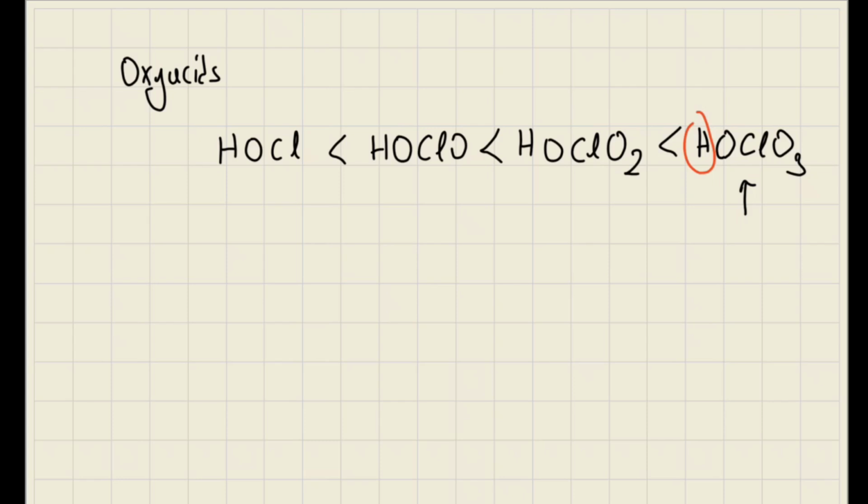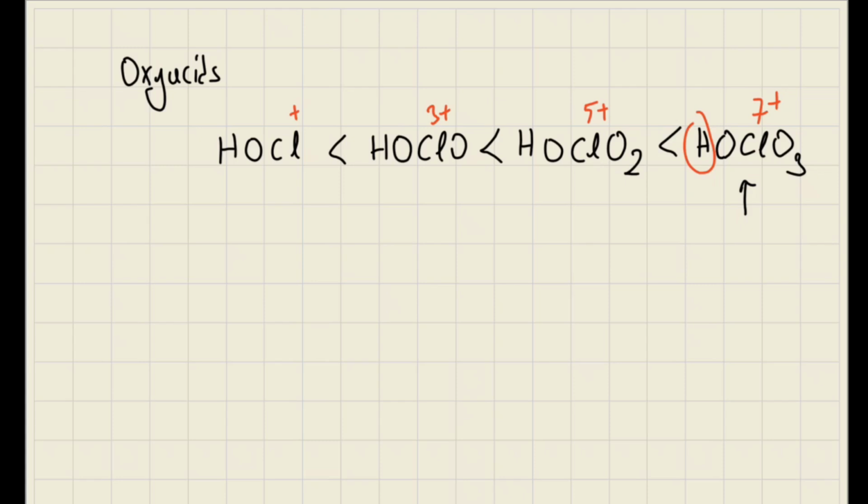The other thing here actually is the oxidation state. For instance, chlorine has a +7 oxidation state, chlorine has +5, chlorine has +3, and here chlorine has +1 oxidation state. When the oxidation state of the central atom increases, it becomes more electronegative. When it becomes more electronegative, then we will have a stronger acid.